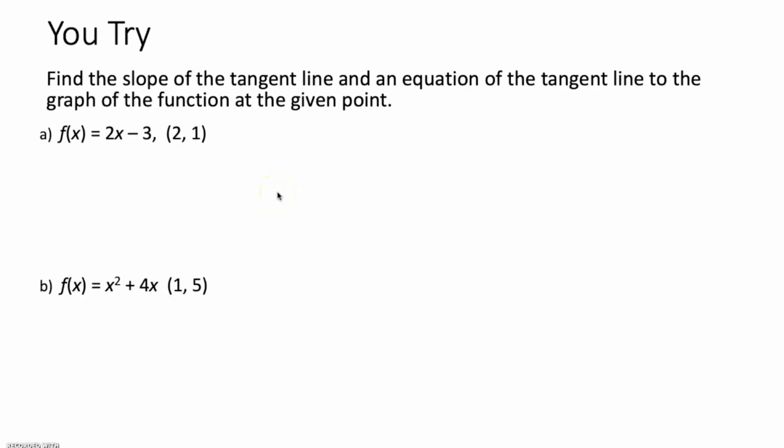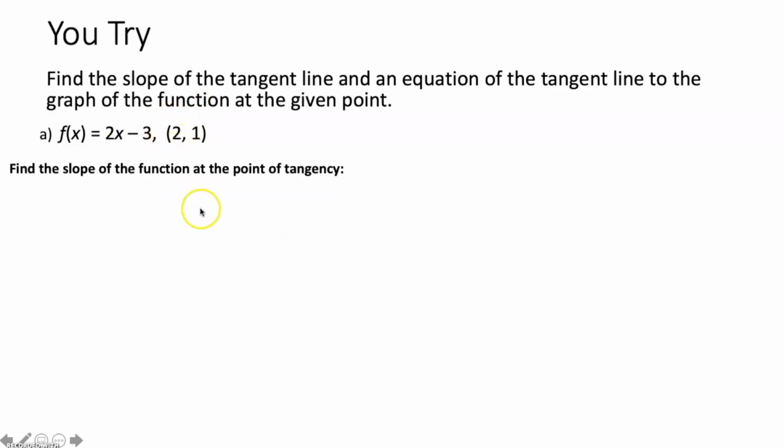You try. Okay, doing the same thing here. So first, we want to find the slope of the tangent line to this function at this given point. Because we want the slope at a particular x value, x is equal to 2, we are going to use the alternative form of the derivative, the limit as x approaches c of f of x minus f of c all over x minus c.